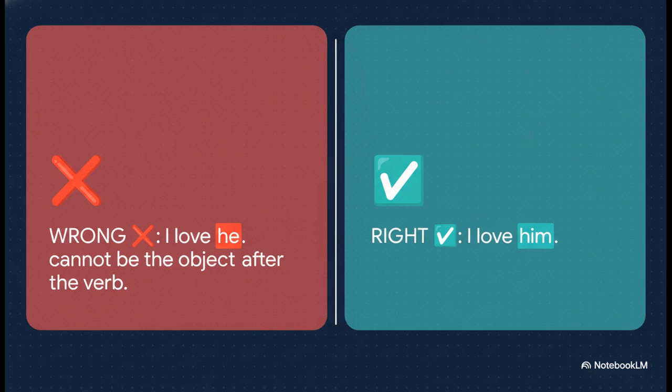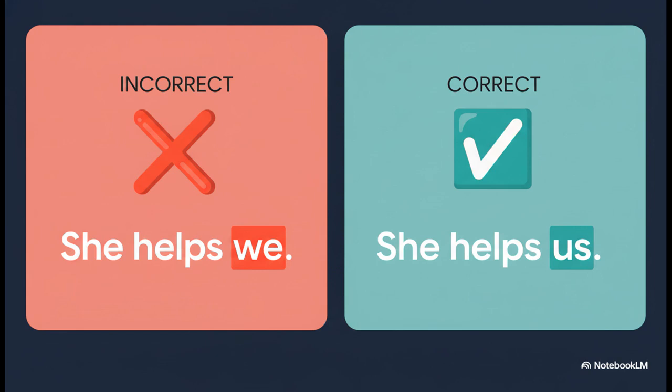And here's the flip side of that mistake. I love he. In this case, the pronoun comes after the verb love. It's receiving the action. So we can't use the subject form he. We absolutely need the object form, which is him. I love him. You're probably getting the hang of this now. She helps we. Again, we comes after the verb helps, so it has to be in the object form. And what's the object form of we? It's us. The correct sentence is, she helps us.